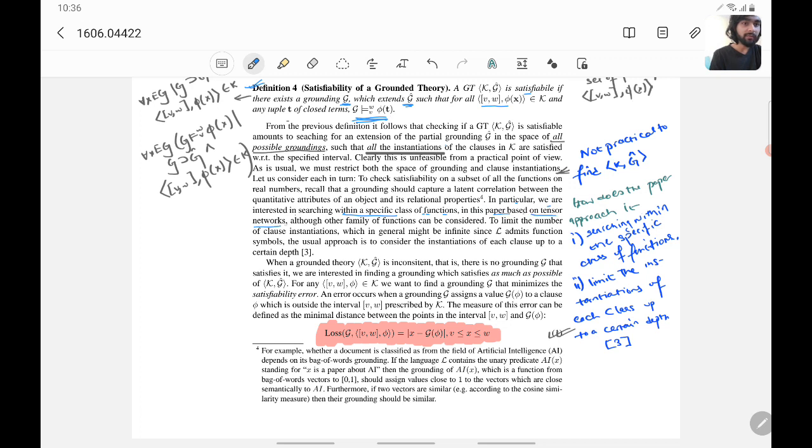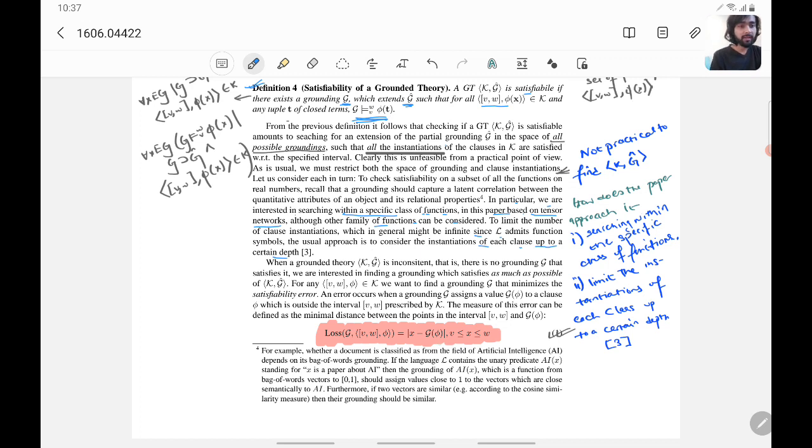on tensor networks. Although a family of functions can be considered, to limit the number of instantiations, since L admits function symbols, the usual approach is to consider the instantiation of each clause up to a certain depth. So when a grounded theory KG is inconsistent, that is, there is no grounding G that satisfies it, we are interested in finding a grounding which satisfies as much as possible of KG. We want to find a grounding that minimizes the satisfiability error.